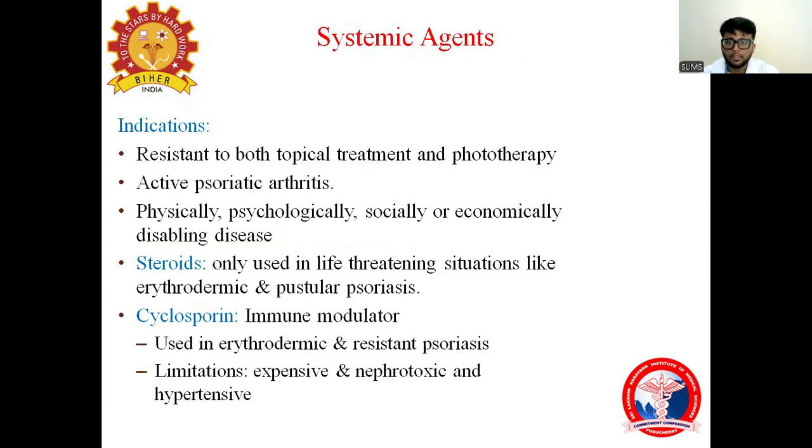So what are the systemic agents? Indications: methotrexate is given for failure of both topical therapy and phototherapy, active psoriatic arthritis, and physiologically, psychologically, socially, or economically disturbing disease. Steroids are only used in erythrodermic and pustular psoriasis. Cyclosporin is a very good drug, a stress buster, used in erythrodermic and resistant psoriasis. Limitations are that it is expensive, nephrotoxic and can cause hypertension, and it should not be combined with NB-UVB.